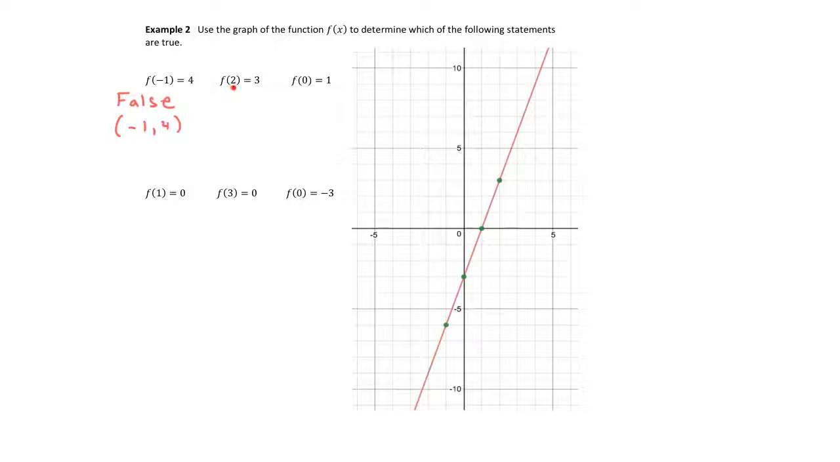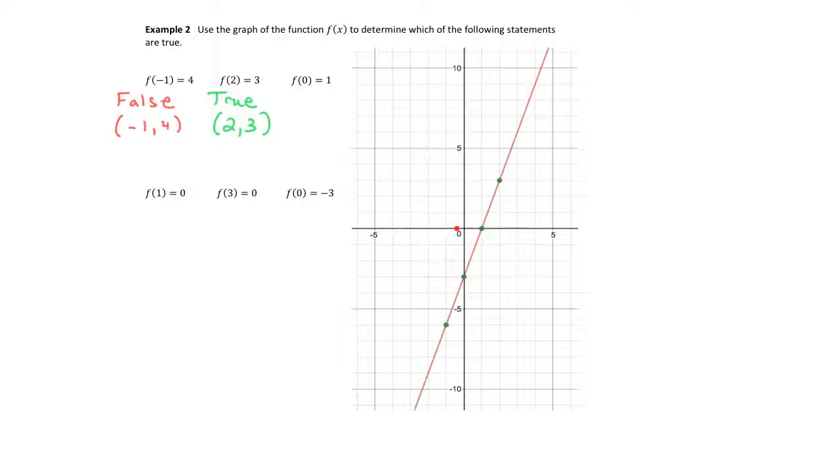So let's see if this next one is true. Is f of 2 equal to 3? Meaning, if you put 2 into your function, does it give you 3 back for y? So let's see. Here is 2. I evaluate that in the function, and it goes up to 3 places. Okay, this one is definitely true. This is true because if you put 2 in place of x, you get 3 back for y.